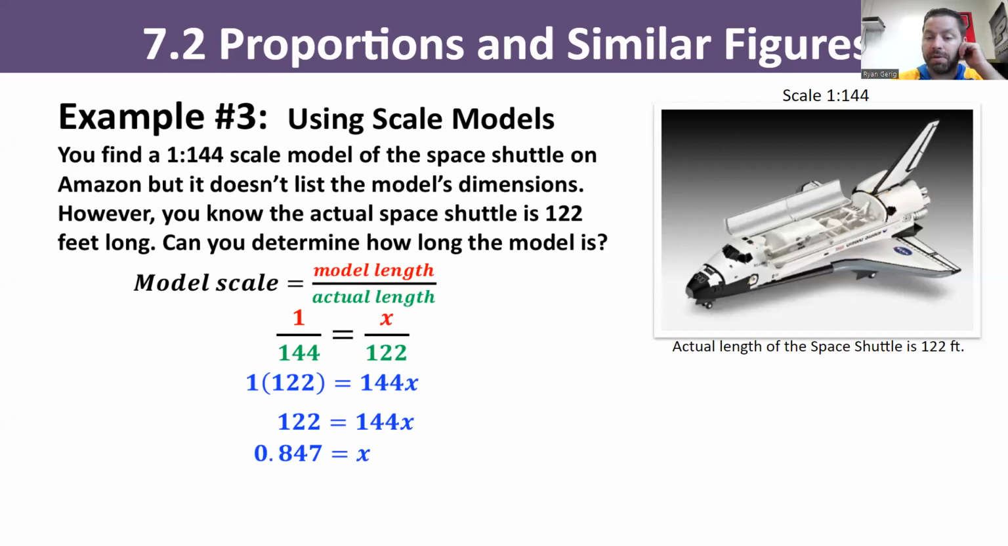Now, that doesn't really make much sense. That's in feet, right? Because the actual space shuttle was 122 feet. So this answer is in feet. Maybe you want to change this to inches. How would we do that? Well, we'd multiply by 12 because there are 12 inches in 1 foot. When we do that, we get that this model is 10.16 inches long. And then you can make a decision based on knowing how long this model is.